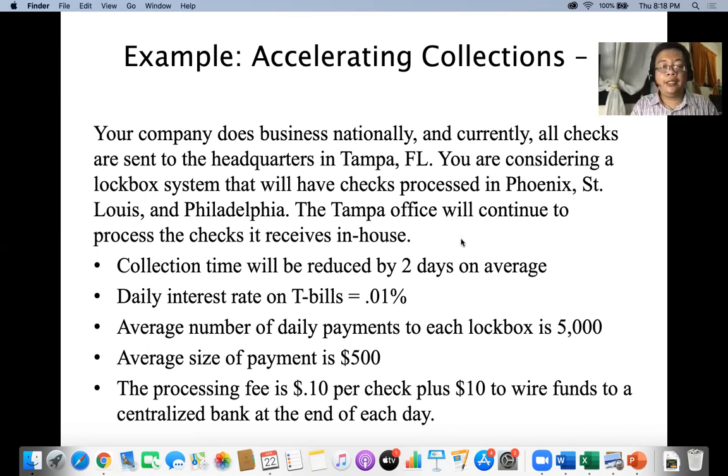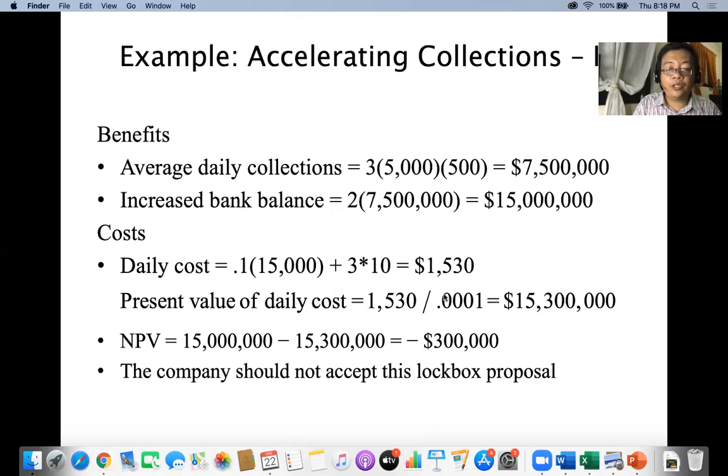Anyway. Yan. Saan to galing? 0.001. 0.01% times 0.10. That's basically 0.001. Para lang makuha natin yung present value of the daily cost of 15,300. Okay ba, Khalil? Nagets ba? Yes po, sir. Alright, thank you, sige.